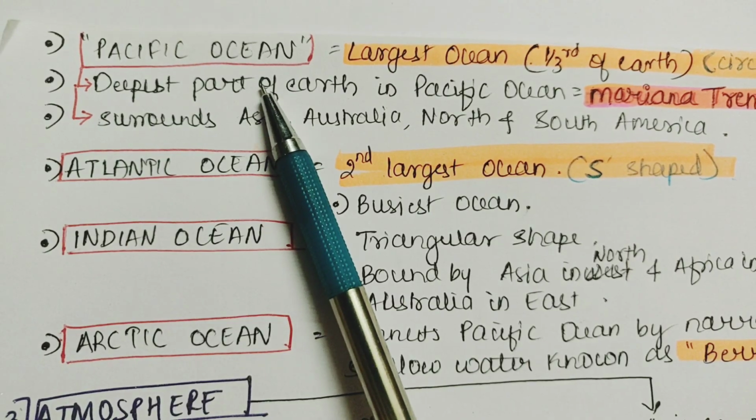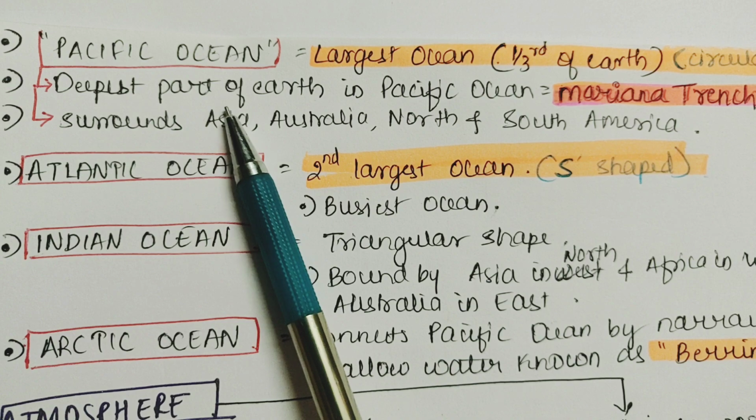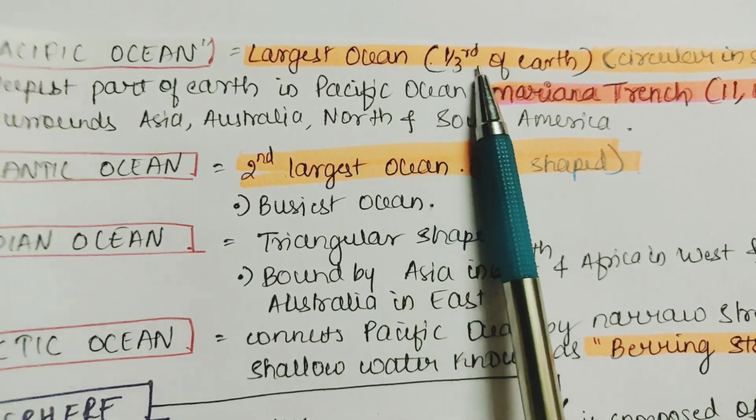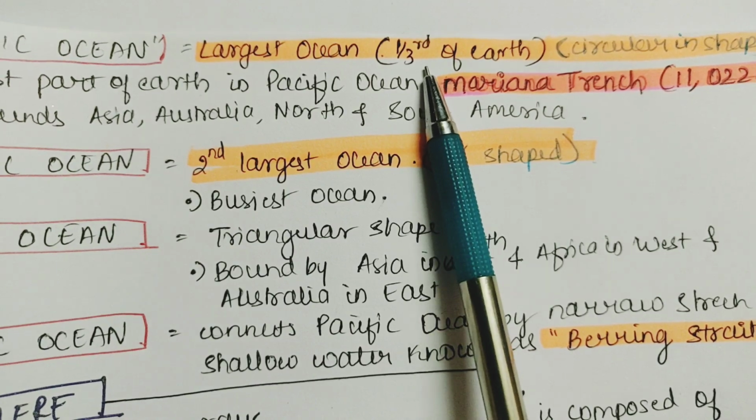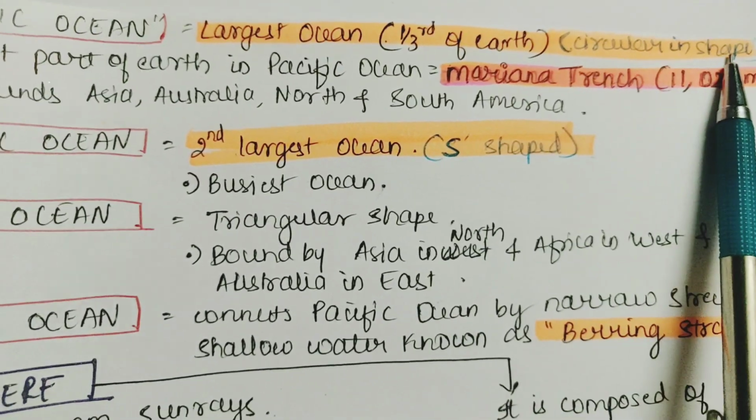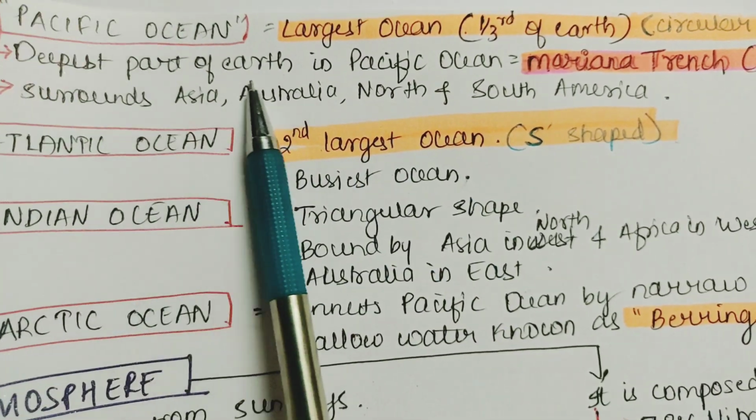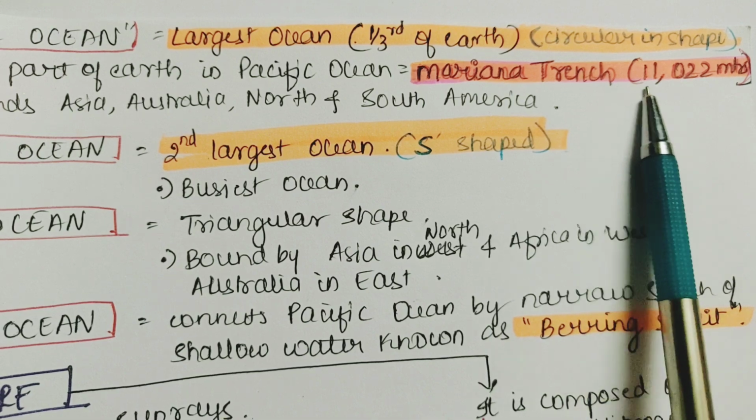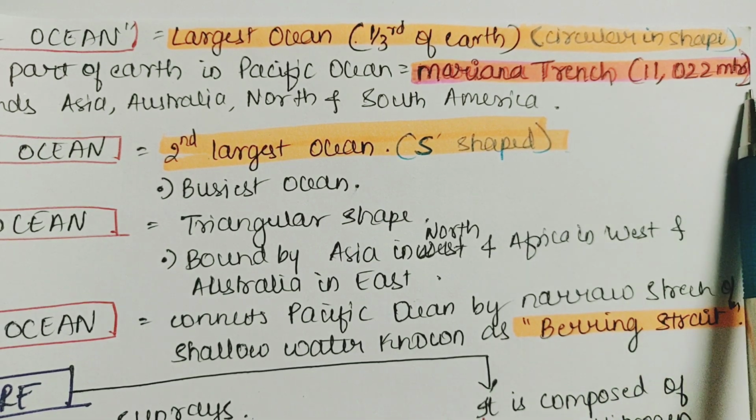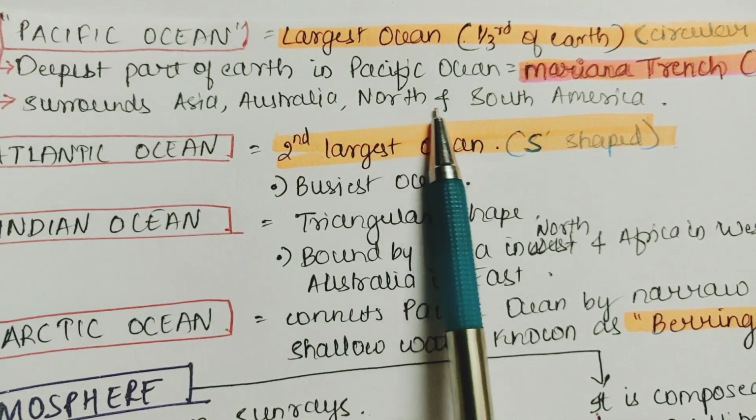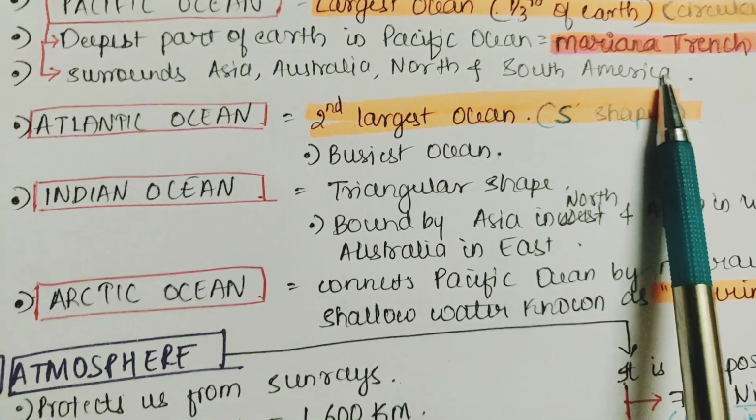So now let us understand more about these oceans. Pacific Ocean is the largest ocean. So it spread over 1/3 of Earth. So it is almost circular in shape. The deepest part of the Earth in the Pacific Ocean is the Mariana Trench, which is at the depth of 11,022 meters. It surrounds Asia, Australia, North and South America.